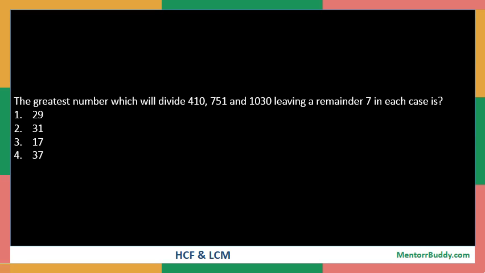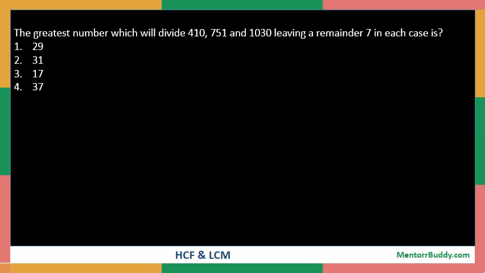We have a question based on HCF and LCM. It says the greatest number which will divide 410, 751 and 1030, leaving a remainder 7 in each case is. So let us see how we can approach this question.